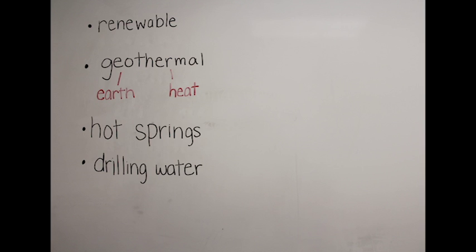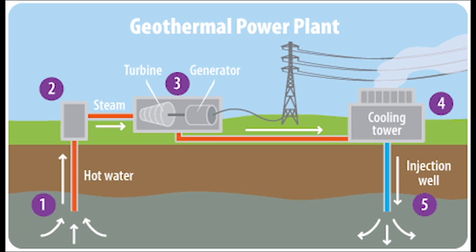The energy is accessed through drilling water or a steam well. This is exemplified in the following illustration. This image illustrates an example of accessing geothermal energy. In step 1, you drill a hole down into the earth until it reaches hot water. Step 2, the water comes up to the surface of the earth and it changes into steam.